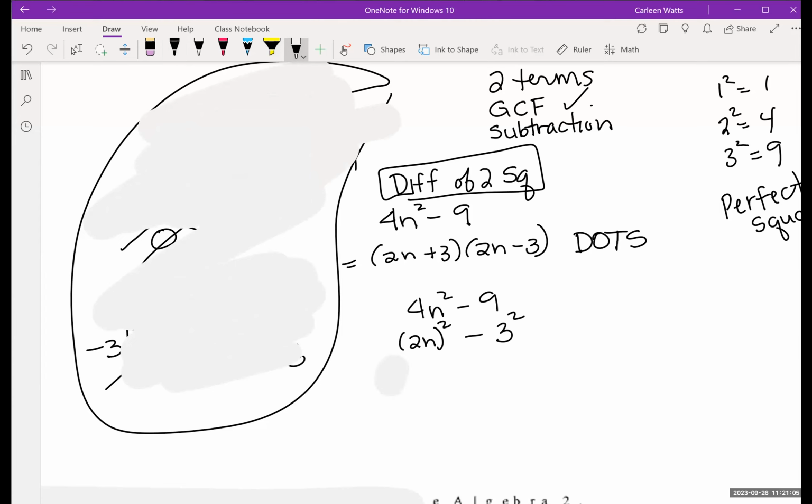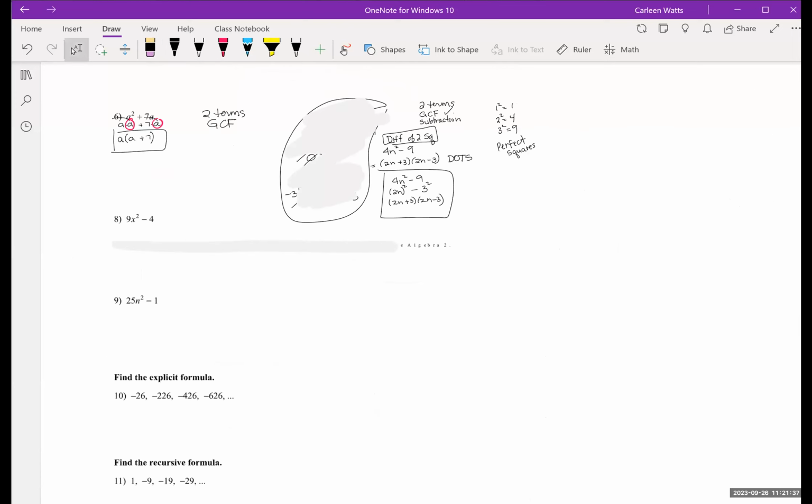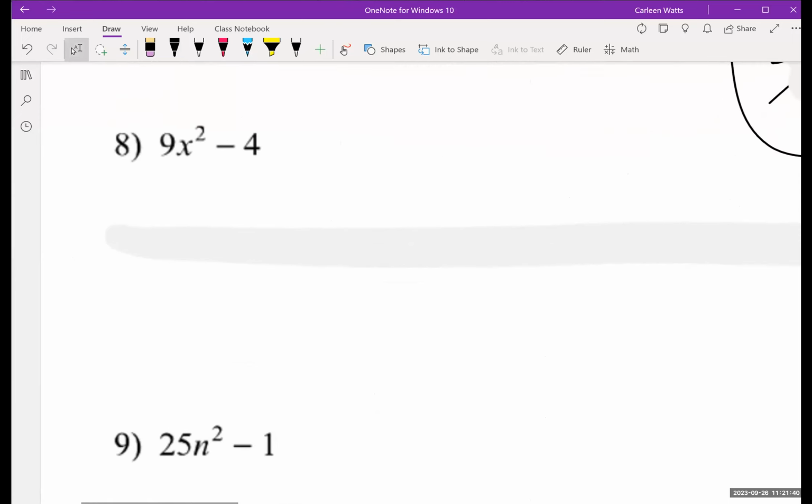And then you go 2n plus 3 and 2n minus 3. Difference of 2 squares. Yeah. So the difference of 2 squares, it can be done rainbow diamond box. But why do rainbow diamond box when you can use the dots shortcut? Okay. So dots shortcut.